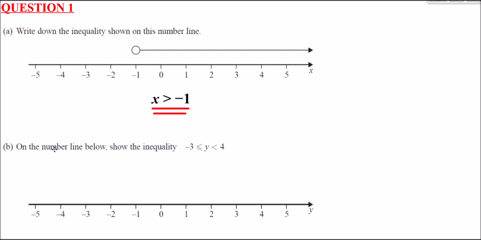Part B. On the number line, we need to show the inequality that y is somewhere in between -3 and 4. So this time what we do is we draw circles above the values -3 and 4. We have a hollow circle at 4 because y must be lower than that value, so it can't be included within it. But at -3, because y is allowed to be equal to -3, hence this extra line underneath this inequality symbol, we put a filled in circle above the number -3. So we should have something that looks like this. Filled in circle above -3, hollow circle above 4, and a straight line connecting the two.